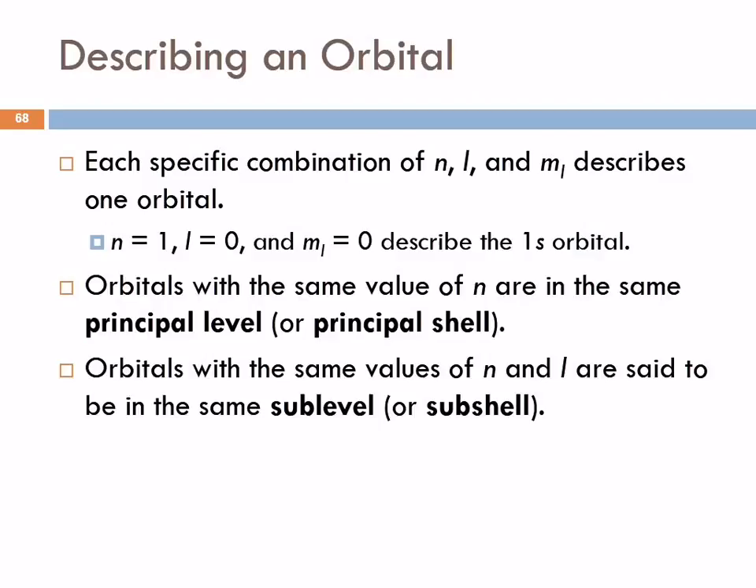Orbitals that have the same value of n are in the same principal level or principal shell. I think of it as being in that first orbit of the Bohr model, the lower energy one. Orbitals that have the same values of n and L are said to be in the same sublevel or subshell.